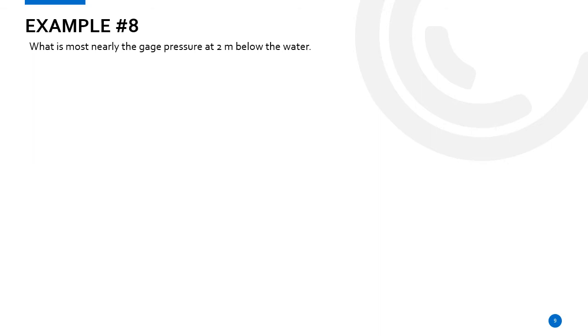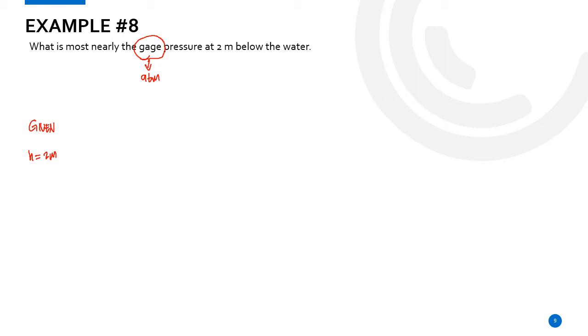What is most nearly the gauge pressure at 2 meters below the water? Okay? So unsa daw ang gauge pressure below the water? So wala man siya gi-state dire, no? So pasabotan nga ang gauge is equal to atmospheric nga pressure, kay wala may gi-state, di ba? So given, sa una gihatag dira ang height 2 meters.